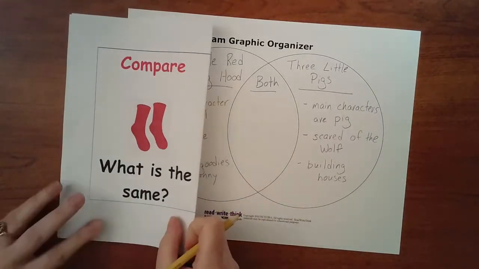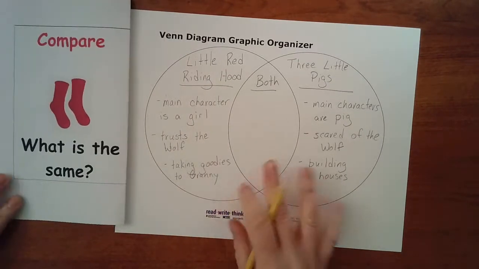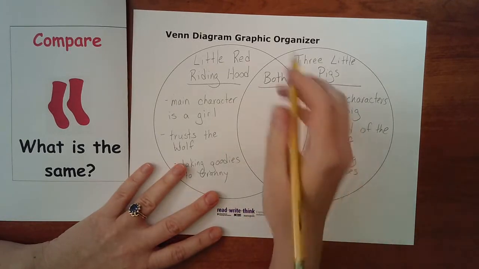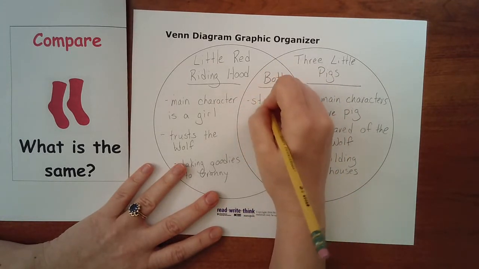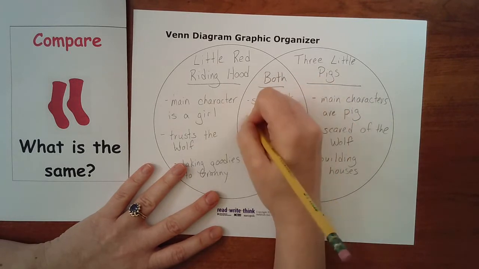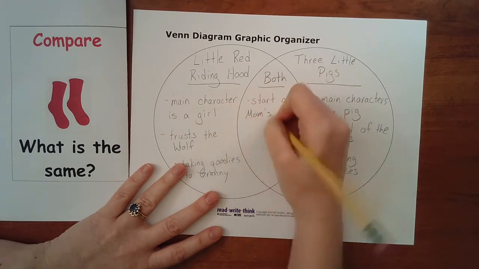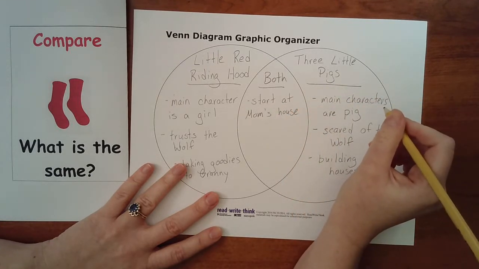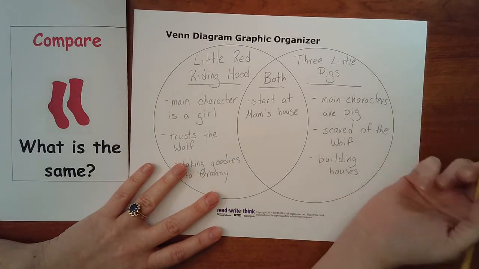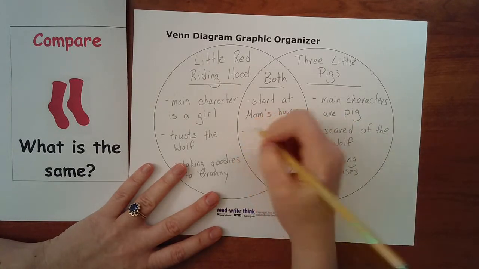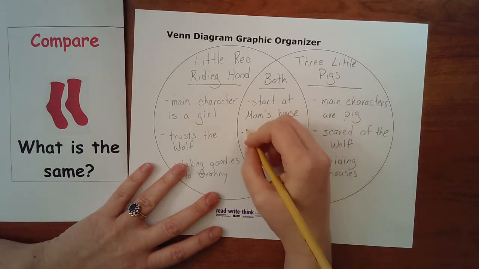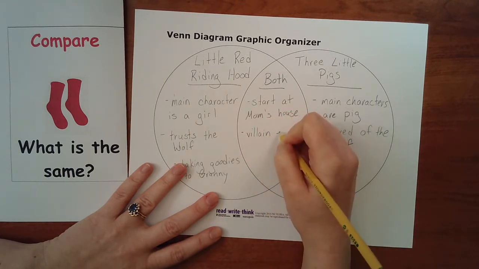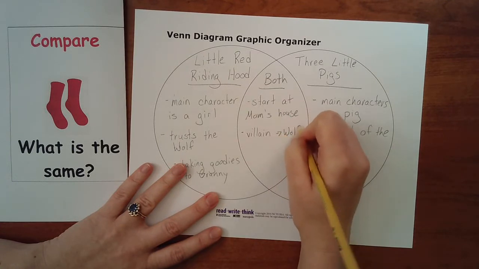Now let's do compare. What is the same about these two? Well, the first thing that I think of is the beginning, they both start at mom's house, right? They both did. Little Red Riding Hood got the goodies from mom. The three little pigs started with their mom's house and went off on their own. Also, pretty obviously, right? The bad guy, we call the villain, is the wolf in both stories.